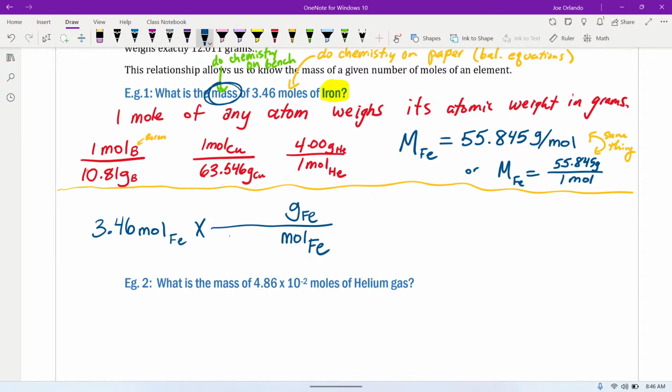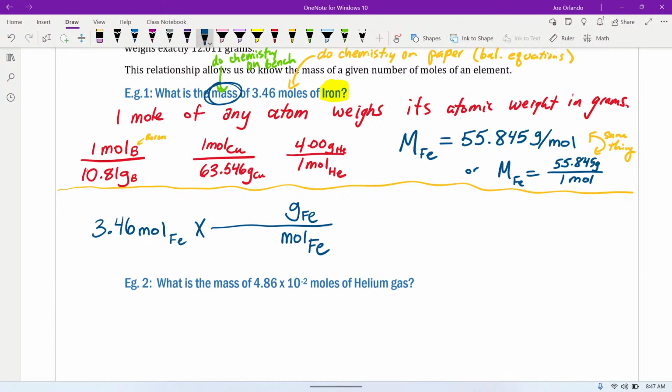Here's what I'm not putting down here. I'm not putting 3.46 moles of iron, because I don't know how many grams 3.46 moles of iron is yet. That's in fact what I'm trying to figure out. I have to fill these fractions in with something I already know. Does that make sense? I don't already know how many grams 3.46 moles are, but the periodic table tells me how many grams there are in 1 mole.